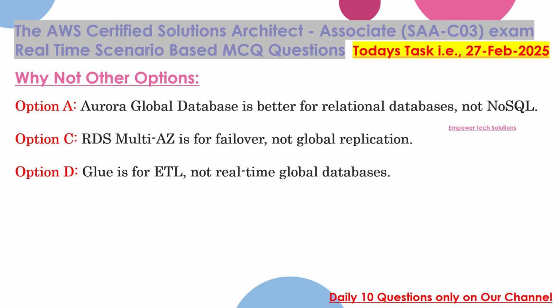Why not other options? Option A. Aurora Global Database is better for relational databases, not NoSQL. Option C. RDS Multi-AZ is for failover, not global replication. Option D. Glue is for ETL, not real-time global databases.